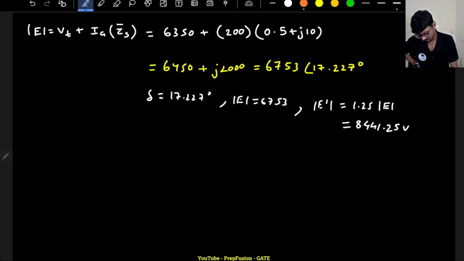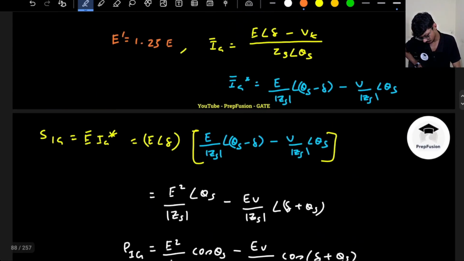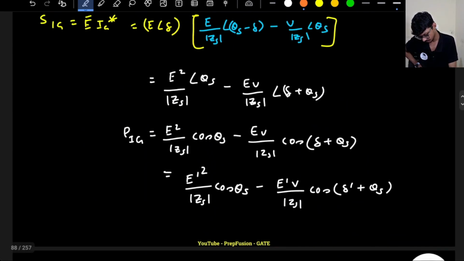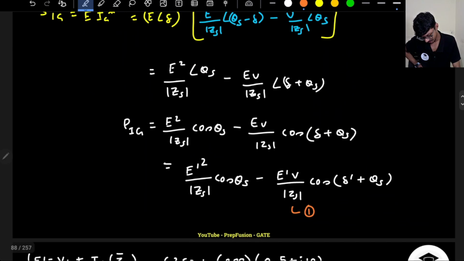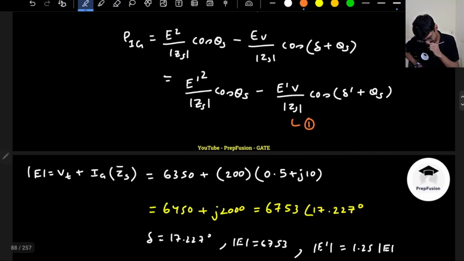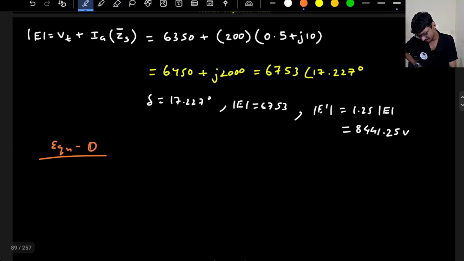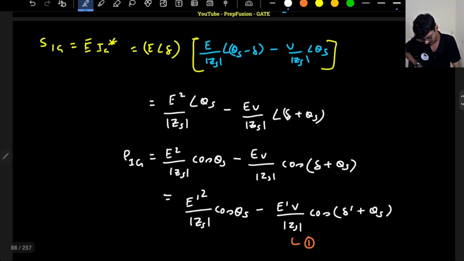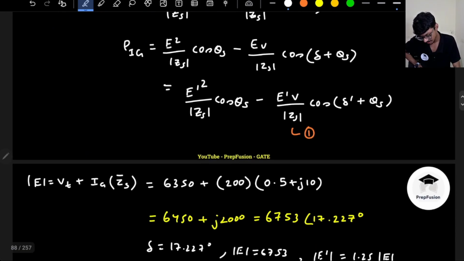So this is the magnitude basically. That's done. Now I can replace in this equation 1 again. This is my equation 1. I can again replace everything in equation 1. This will be a bit difficult. So E whole square, this is 6753 whole square divided by magnitude of Zs. Zs will anyways get cancelled. This will be cos theta s.